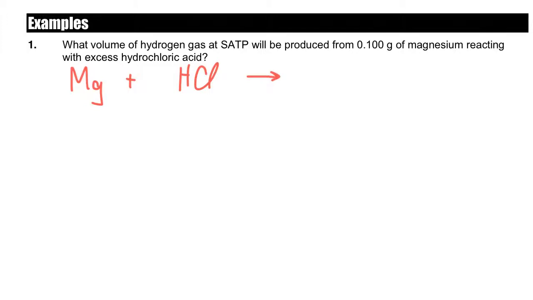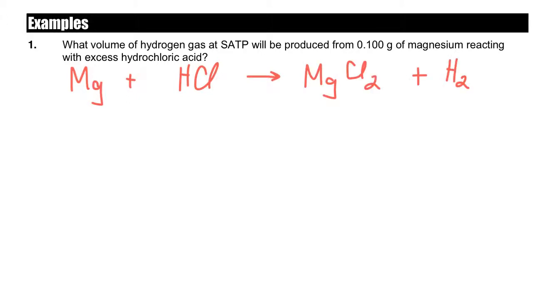Now, if you look at this, you have to think, okay, what kind of reaction is this going to be, and what will be my products? Well, I have a single element reacting with a compound, so this looks like it's going to be a single displacement reaction. So the magnesium and the hydrogen will switch. So our products are going to be magnesium chloride and hydrogen.